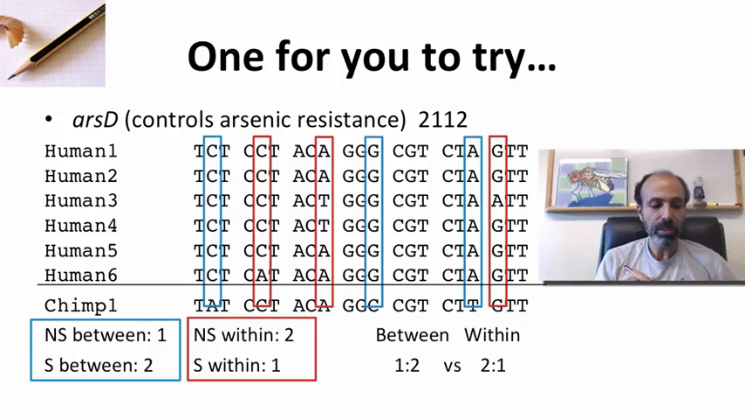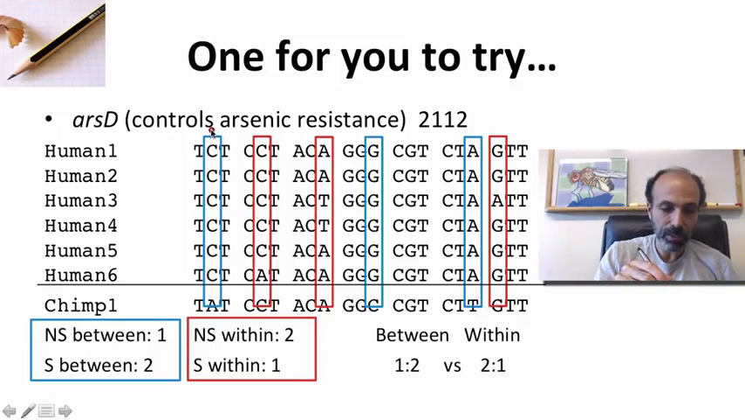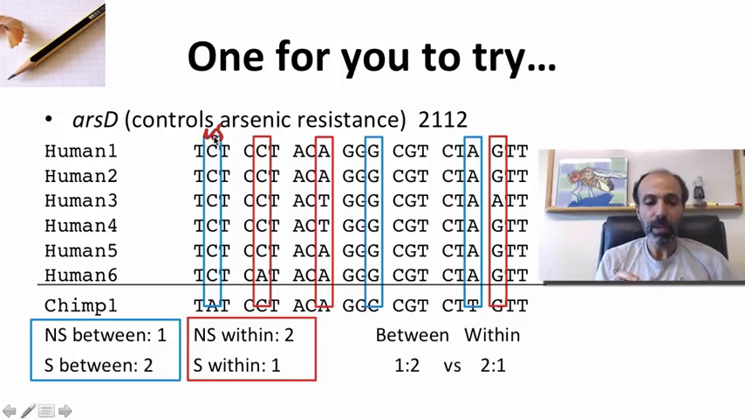So let's look at those. When we're looking between species, we have one non-synonymous difference. That's this one right here. This is non-synonymous. And we have two synonymous differences between species. Right? So this is a synonymous difference here. This is a synonymous difference here.